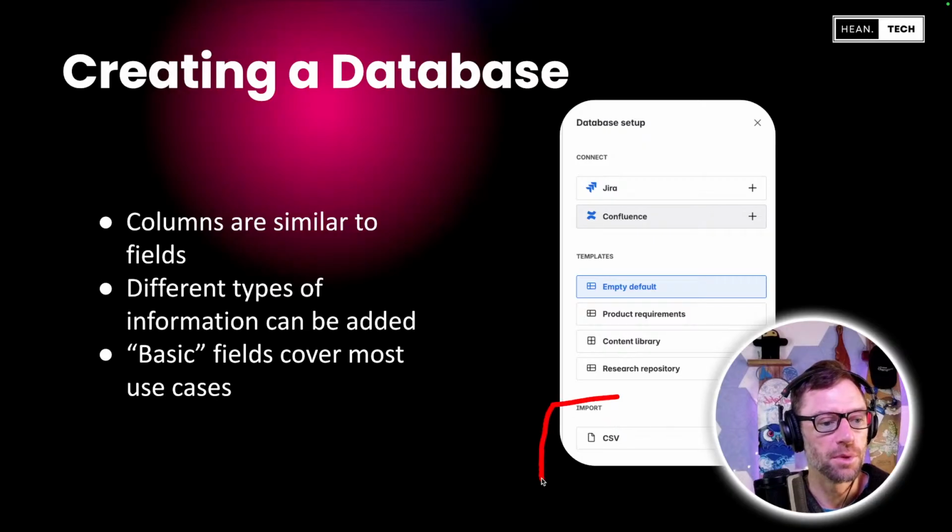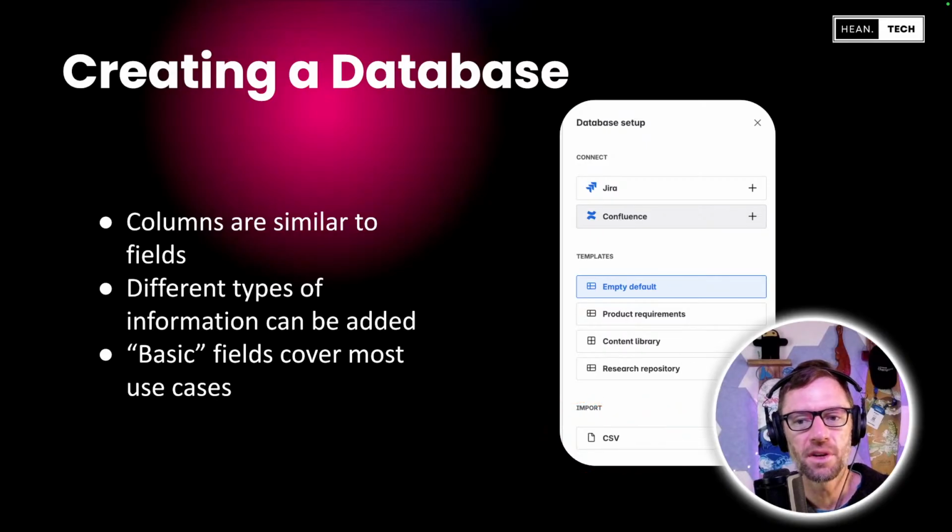Now, at the bottom, we do have an import option, and this will let you pull in a CSV essentially. So if you have a great spreadsheet where you've already been tracking a project or something else, you can pull that whole thing into the database and just make it available. You don't have to retype it. So there is this option to make it a bit easier to get your stuff in there.